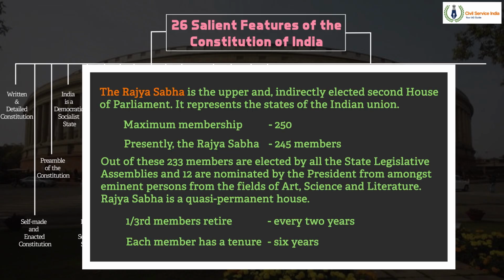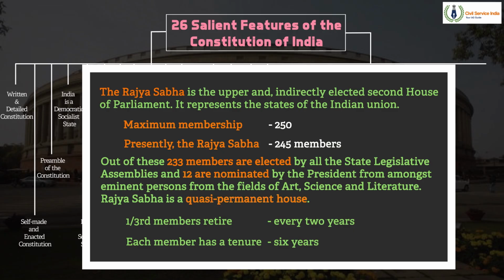The Rajya Sabha is the upper and indirectly elected second House of Parliament. It represents the states of the Indian Union. Its maximum membership can be 250. Presently, the Rajya Sabha has 245 members. Out of these, 233 members are elected by all the state legislative assemblies and 12 are nominated by the President from amongst eminent persons from the fields of art, science, and literature.